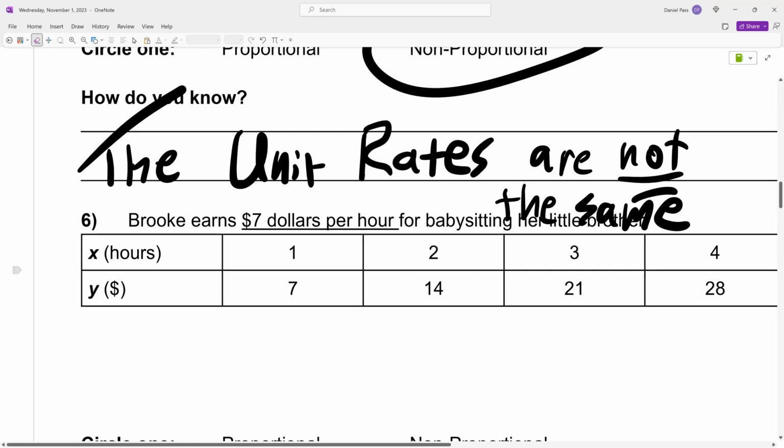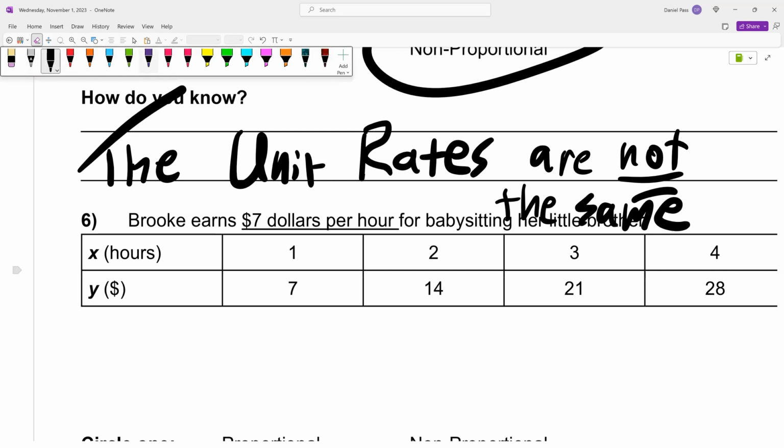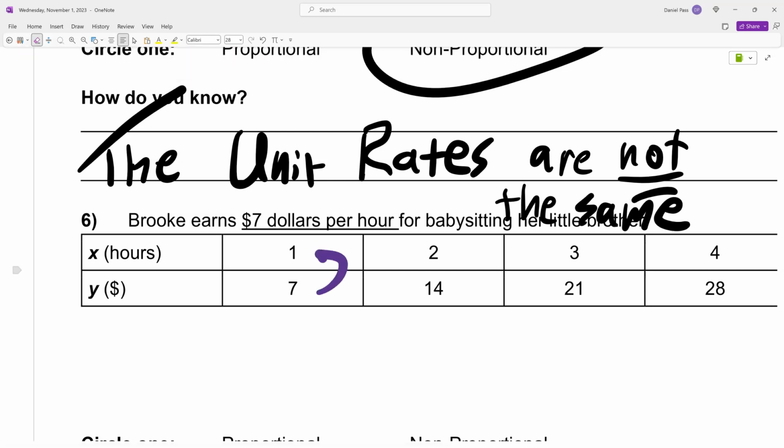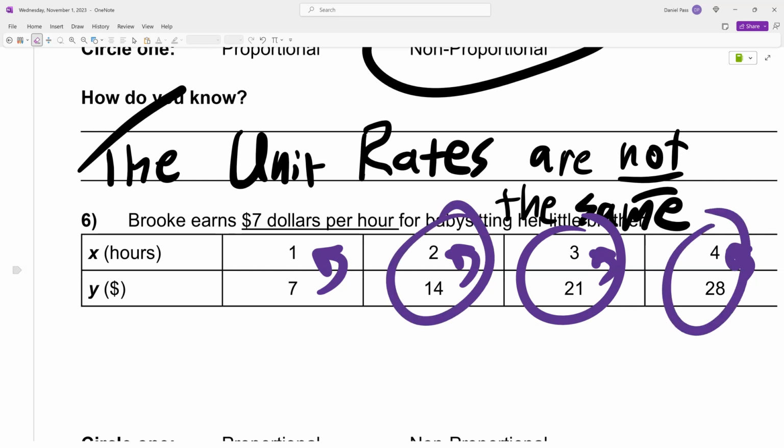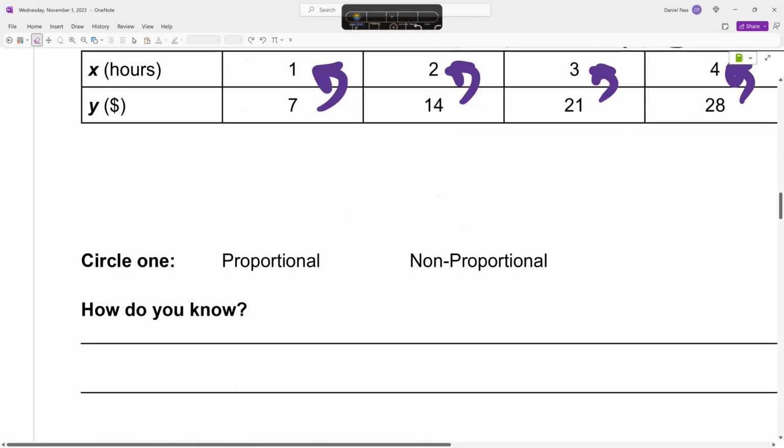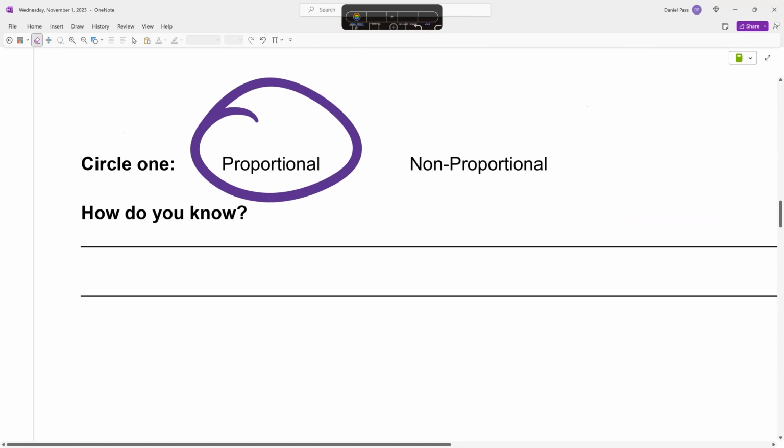Proportional. Brian says yes. Well, you agree? Yes. Good job, Brian. Excellent, sir. Yes, because we divide both of them, and the unit rate is what? 7, right? The unit rate is 7. Now, if any one of these would have not matched, it would have been not proportional. But since they all match, you're going to say proportional.